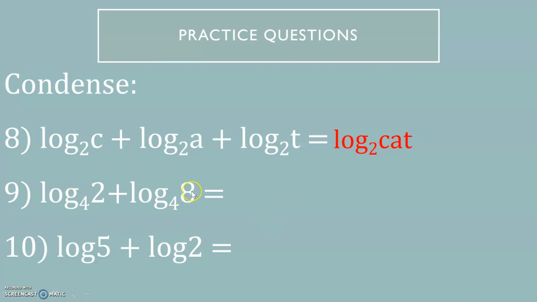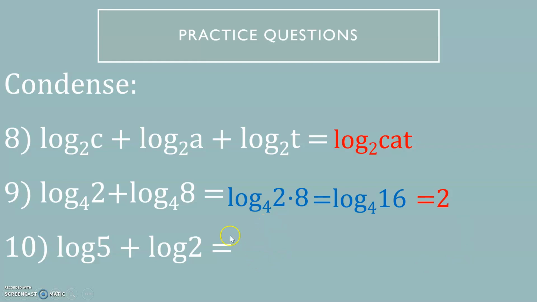Next one. Two logarithms added together, a single logarithm, base 4. Multiply the arguments. 2 times 8 is 16. Oh, hey, we can simplify this. Log base 4 of 16 is 2, because 4 squared is 16.